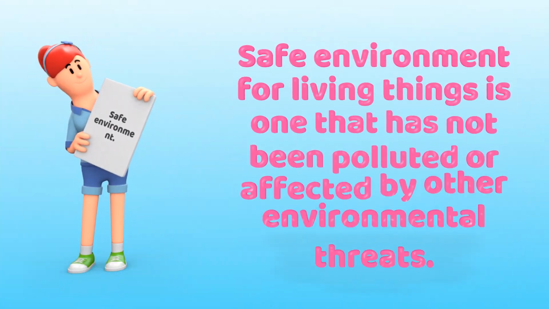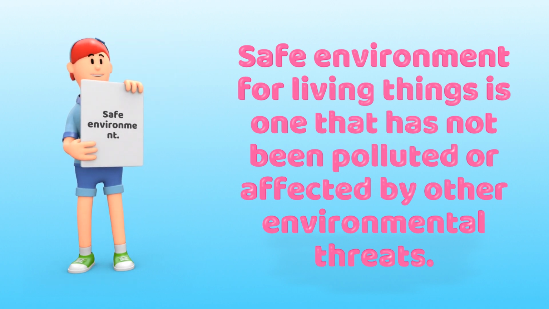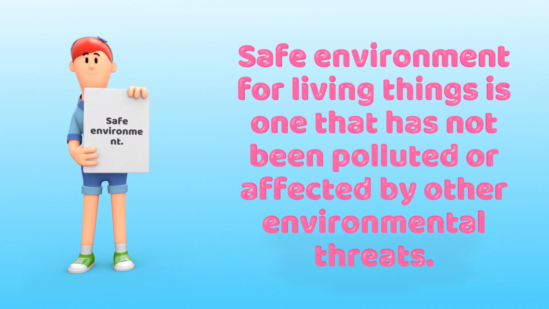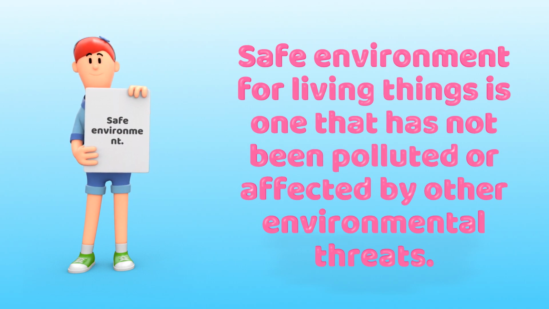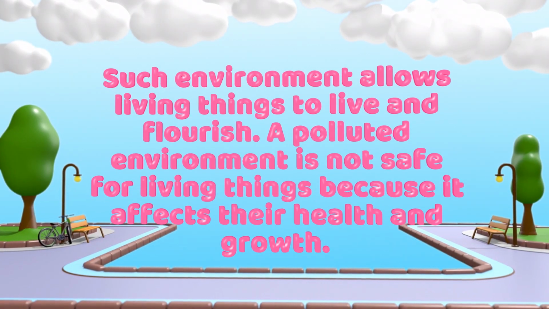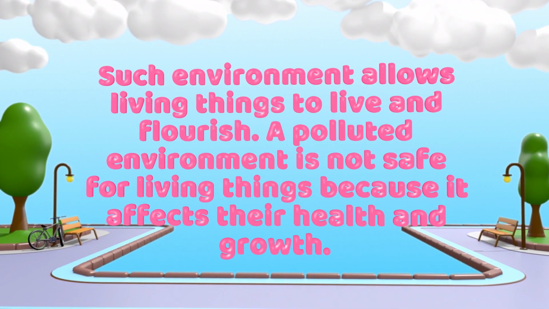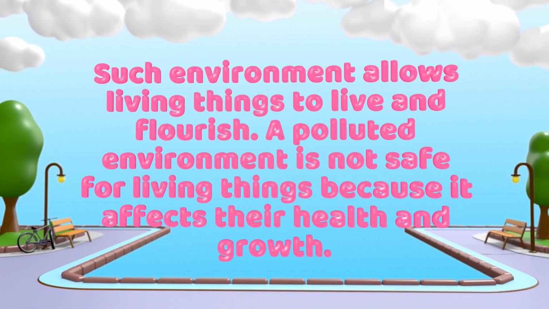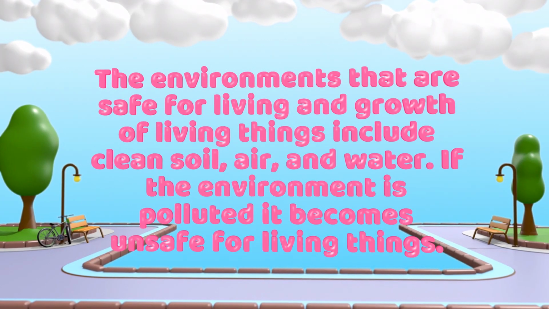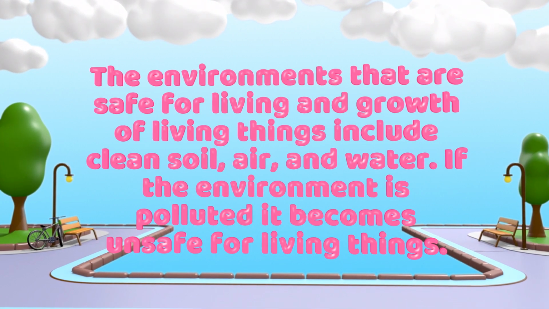Okay, let us see another part in this topic, which is safe environment. A safe environment for living things is one that has not been polluted or affected by other environmental threats. These are environments that allow living things to live and flourish. On the other hand, a polluted environment is not safe for living things because it affects their health and growth. The environments that are safe for the growth of living things include clean soil, air, and water.